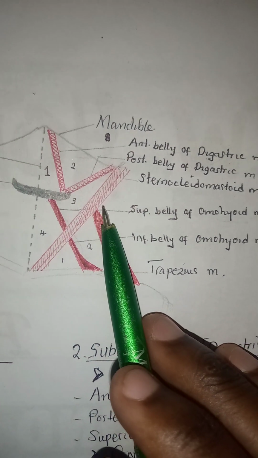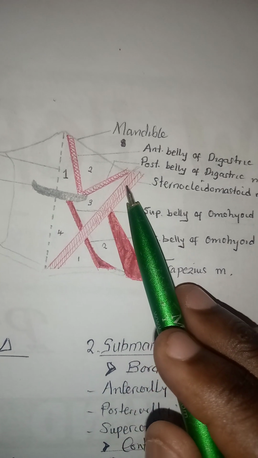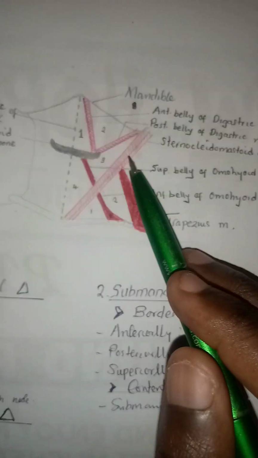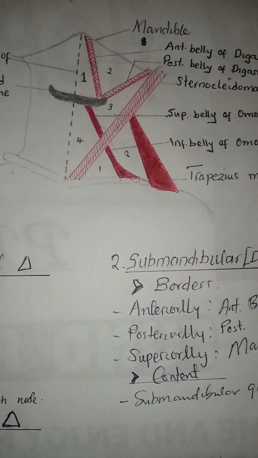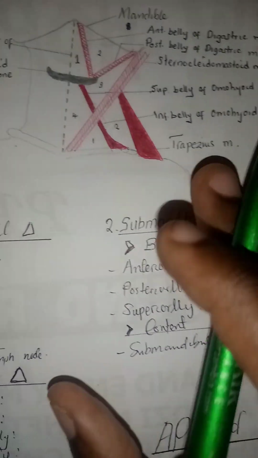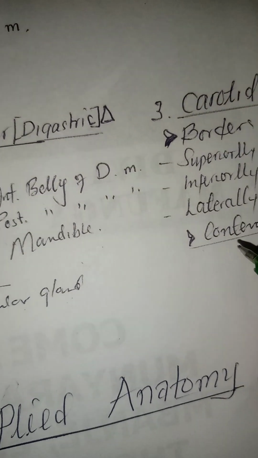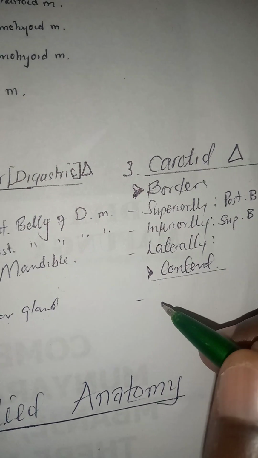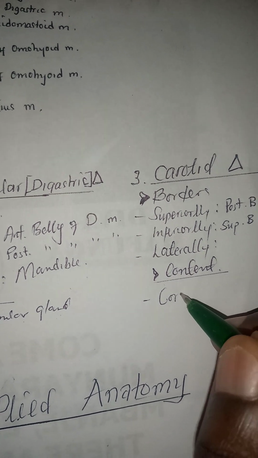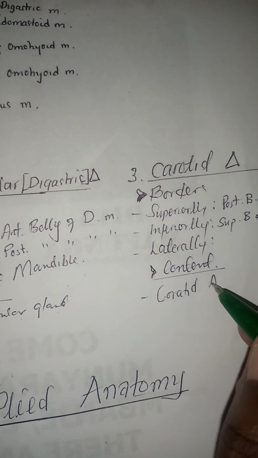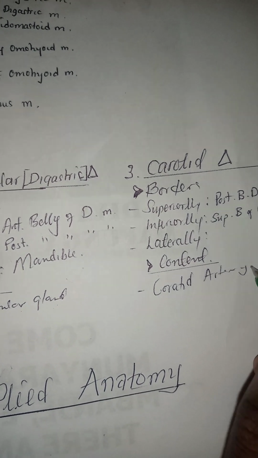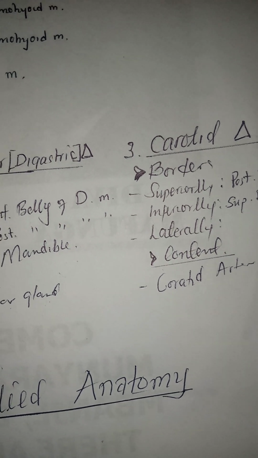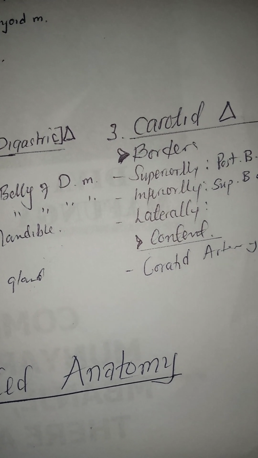Laterally, what do we have here? We have the sternocleidomastoid muscle bordering the lateral aspect. Now we talk about the content. We're going to be specific to the main content. The main content is obviously the carotid artery. The carotid artery basically bifurcates into two, so we have the internal and the external carotid artery.